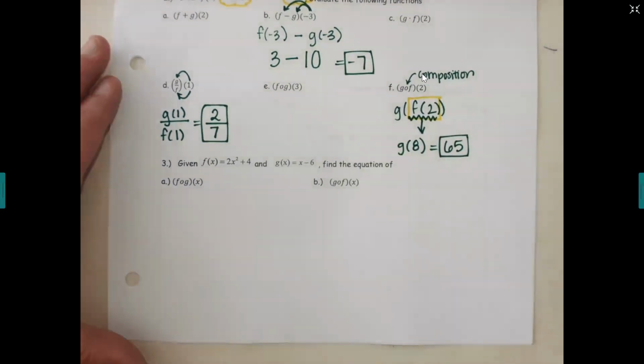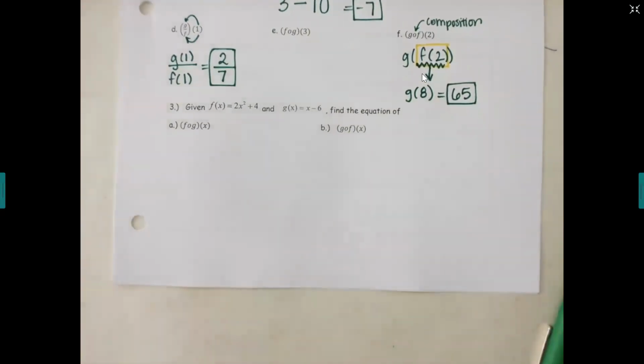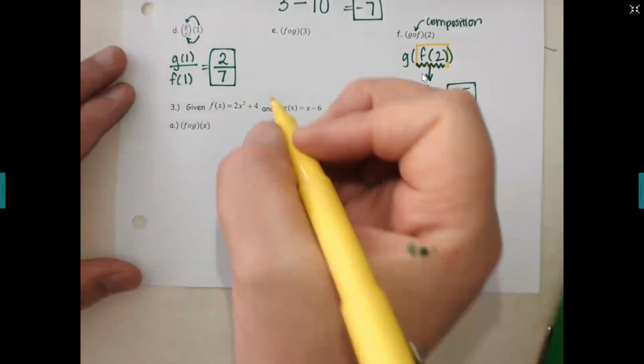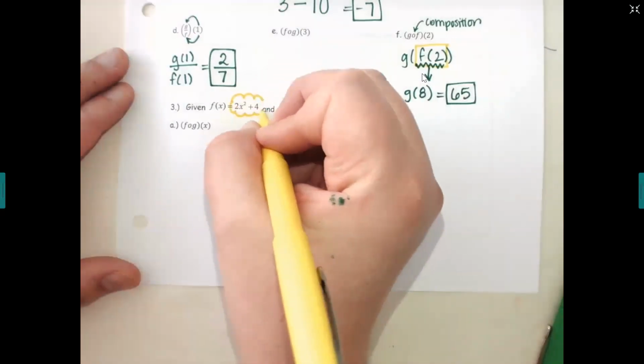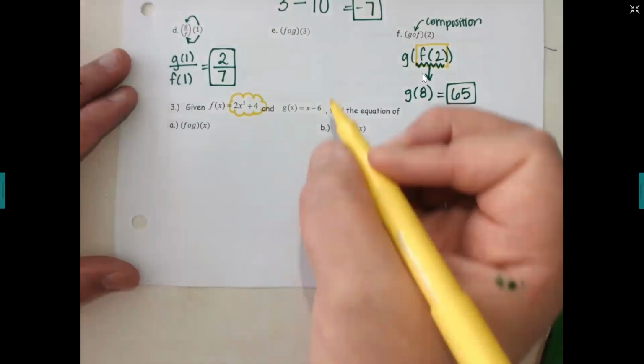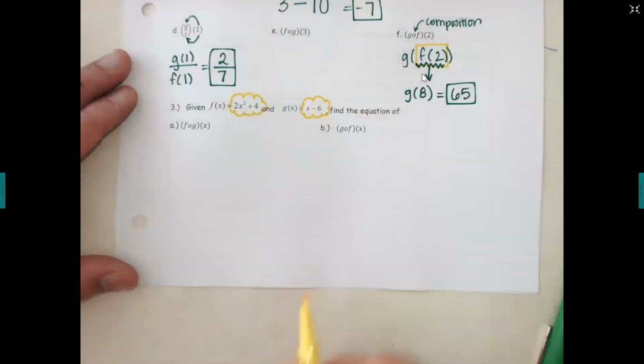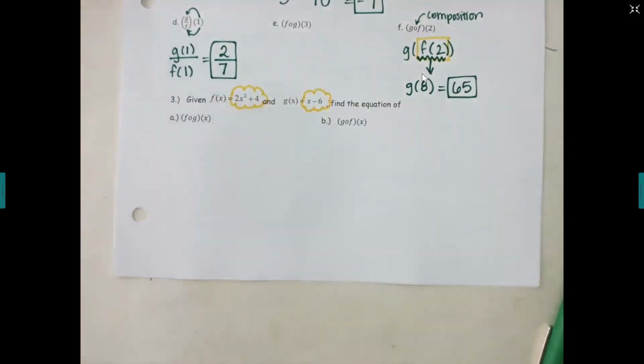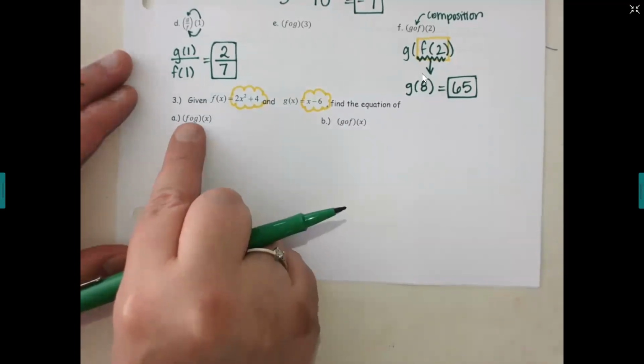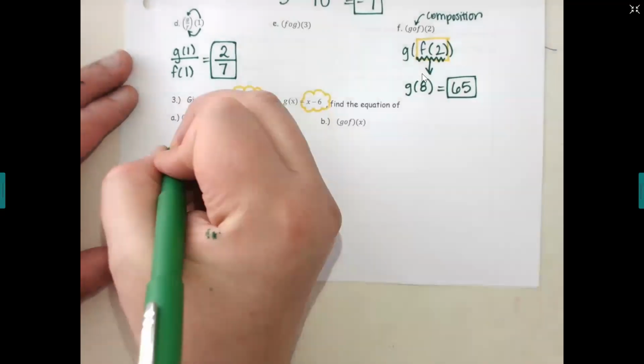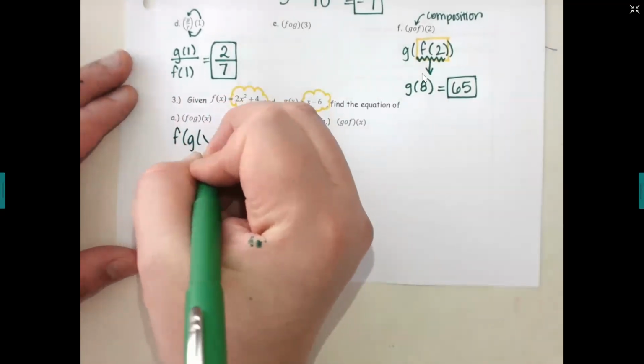Okay, take a look at number 3. I have 2 new equations. My F is 2x squared plus 4. My G is x minus 6. If you keep an x in the parentheses, instead of plugging in numbers, you're just going to use the formulas. So let's do A first. I want F composition G. That means F of G of X.